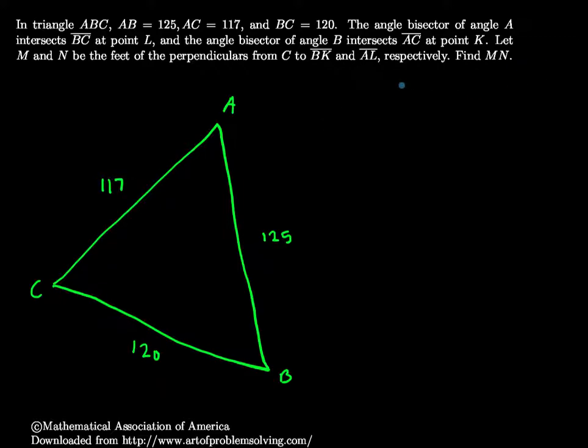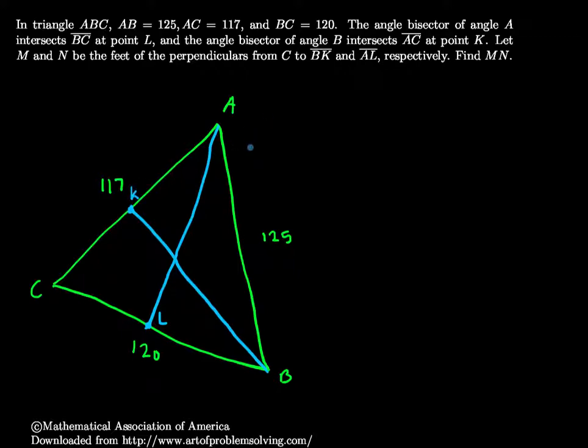Okay. The angle bisector of angle A intersects BC at L. That's not good. Let me try that one more time. Okay, that's better. So that's L. The angle bisector of B intersects AC at K. So the angle bisector is splitting that angle in half at K on that side.